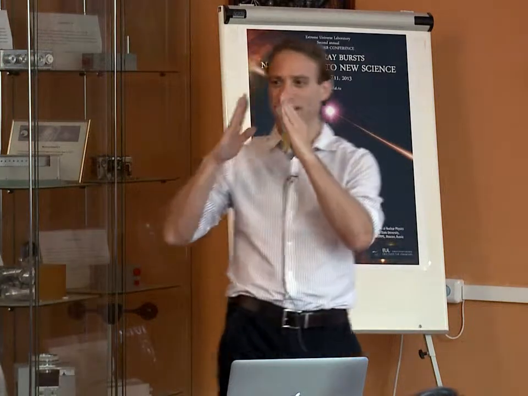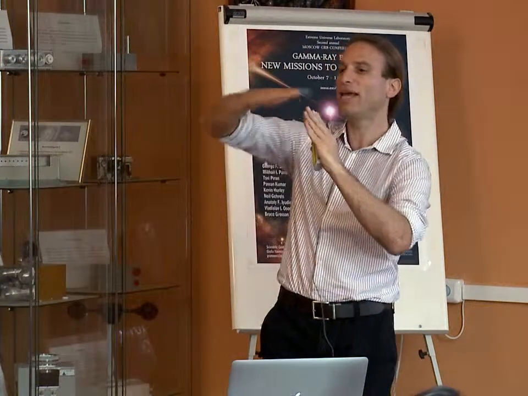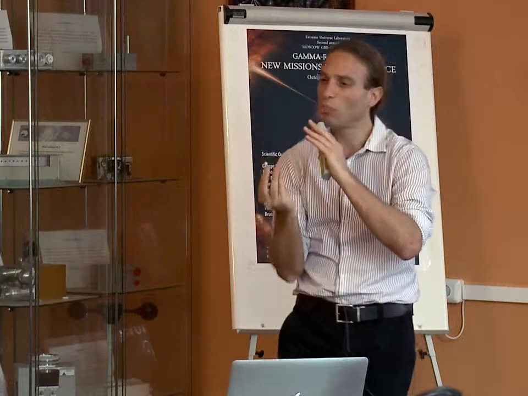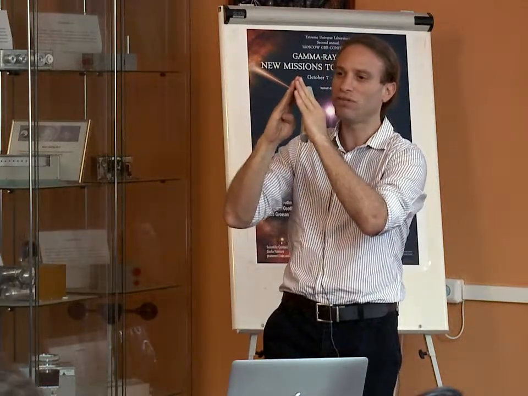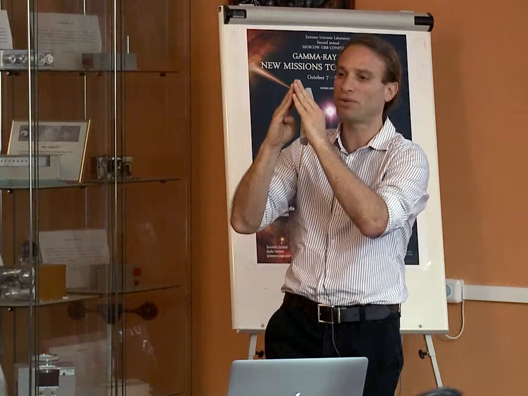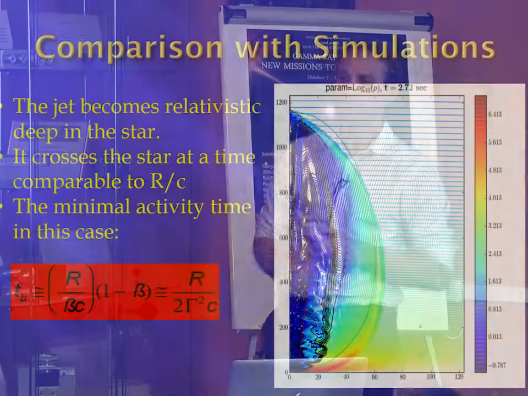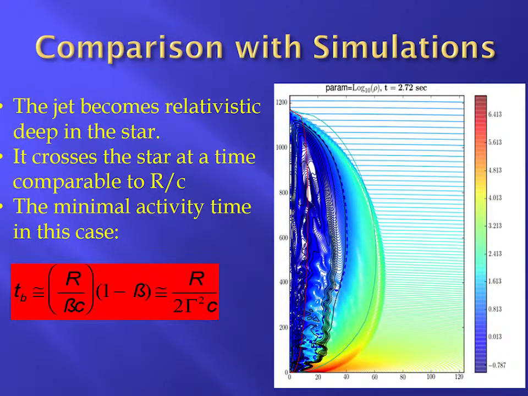Because your jet is like a needle. So if you chop the head of the needle, then it will propagate slower than if you account for the fact that you have a sharp head. In this situation, the jet becomes relativistic deep in the star, and it crosses the star at a time which is roughly comparable to the light crossing time of the star.